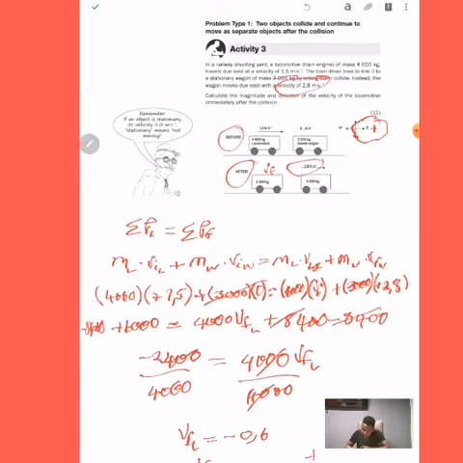meters per second. As our answer is negative, we did mention that if we choose east to be positive, and here we get a negative answer, that means the locomotive finally moves to the west. It moves to the opposite direction, so it moves west. So this was problem type number one. We saw that the objects initially were moving separately, and then after collision they were moving separately again. So the object moves in the opposite direction. So we are done with problem type number one.